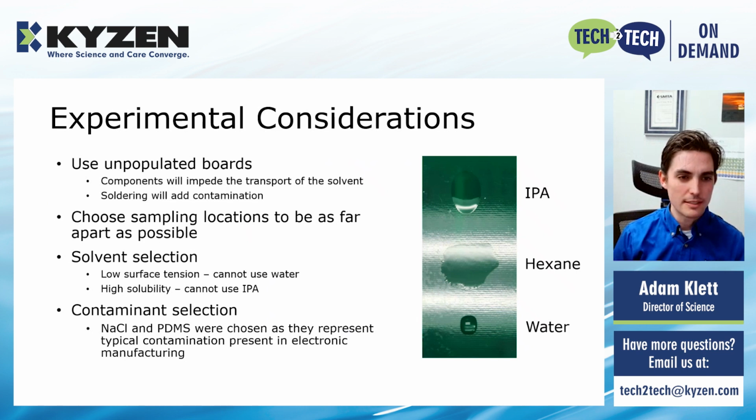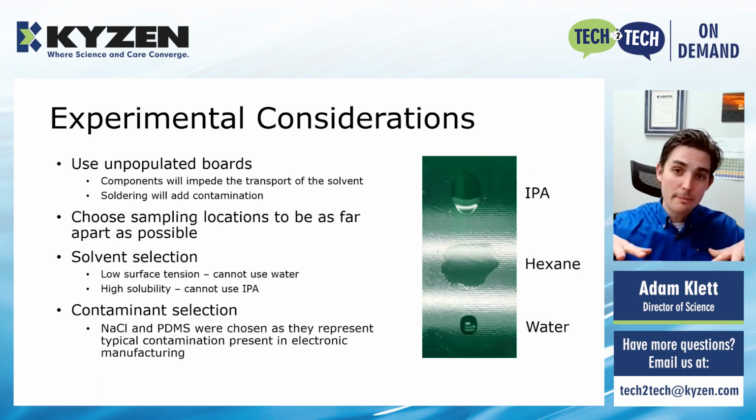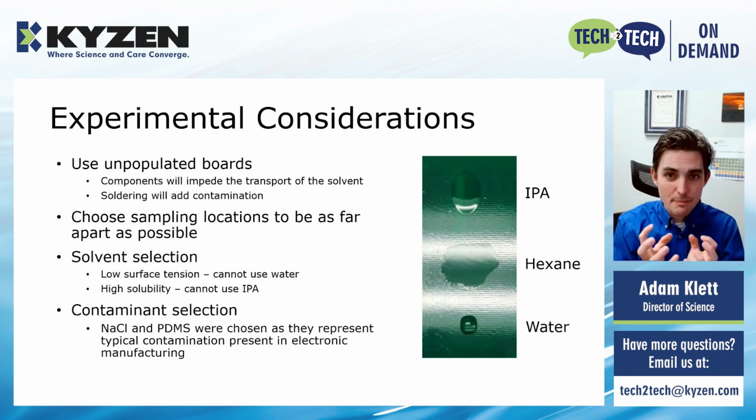The next point is the solvent selection. It's very important that the solvent that we choose have 2 key properties. The first is low surface tension, and for that we can't use water. I can see this demonstrated on the right-hand side of the screen in that picture, where we have 3 different solvents spread out on the surface of the boards that we use. It's the same volume of solvent, but you can see how the IPA and the hexane have spread out nicely and they've wet the board, whereas the water kind of beads up and it doesn't wet out to the board.